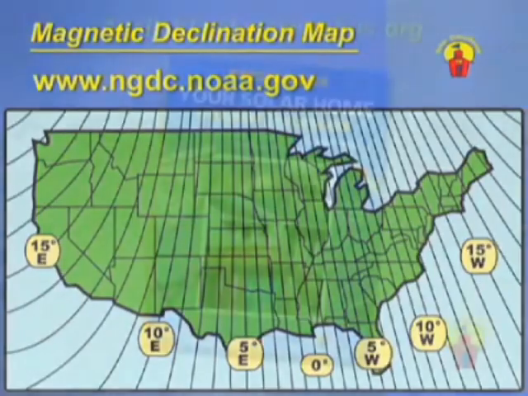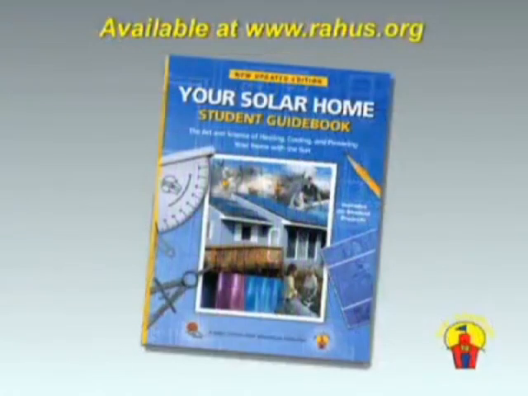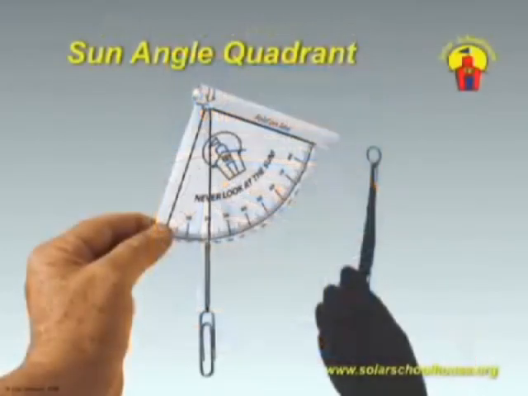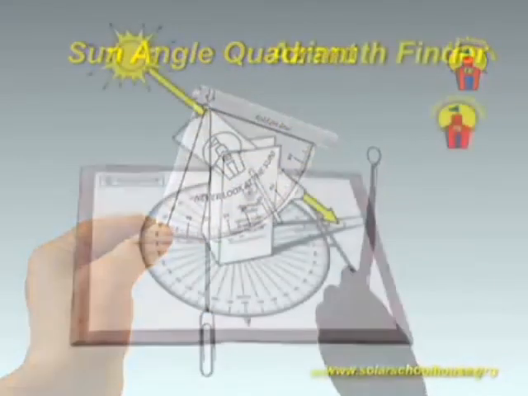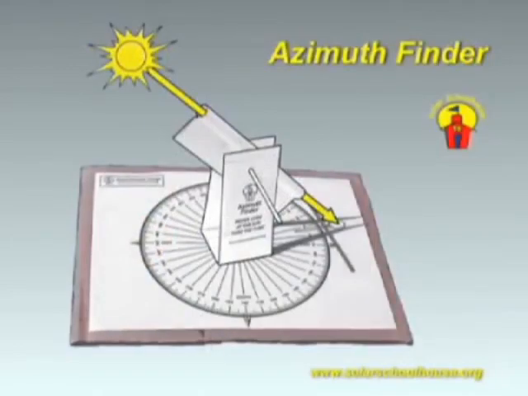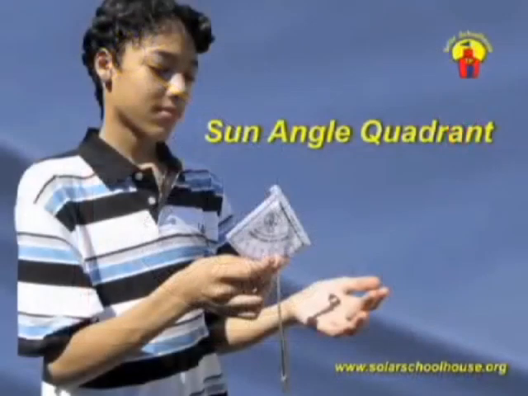The Rahus Institute publishes the Your Solar Home Guidebook. It has complete directions for using these maps to find true north with a compass and is available at www.rahus.org. The guidebook also includes templates and instructions for simple projects for measuring the sun's altitude and azimuth. The templates are photocopied and then cut out and folded to make inexpensive tools for plotting the sun's position. You can check your actual measurements against your sun path charts.